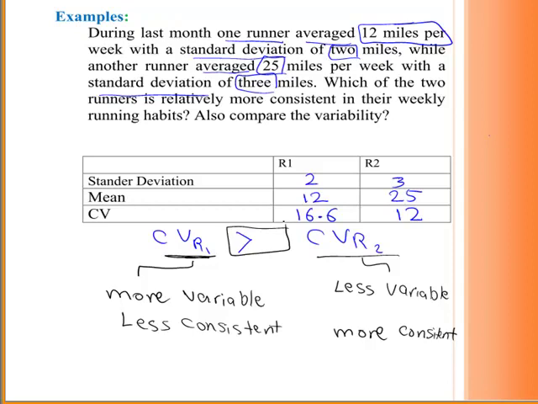So this is how we can find the coefficient of variation, and how we can compare the variability and consistency of two different sets. That's it, and good luck.